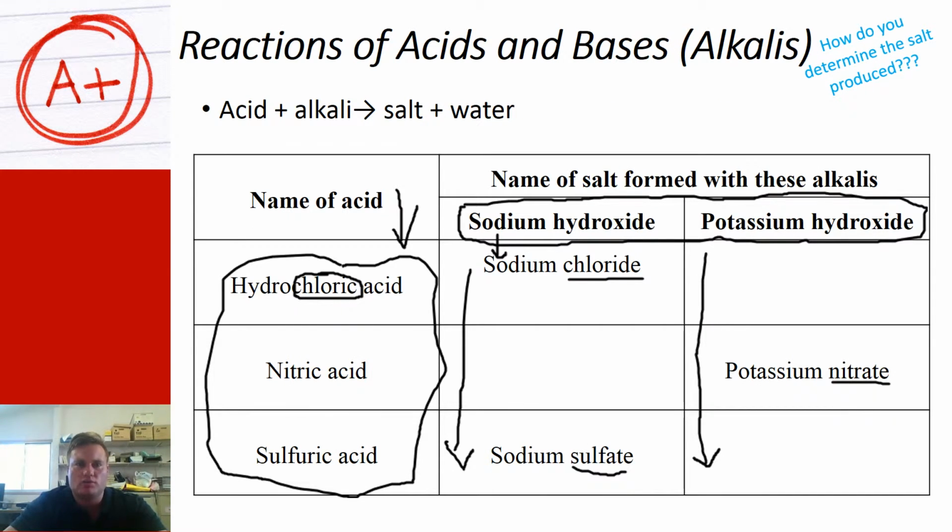When we have a look at our next one, acid plus an alkali makes salt and water. So this is our neutralization reaction. Sometimes it might be an acid plus an alkali or acid plus a base, depending on the wording. For this one here, we're going to have a look at sodium hydroxide and potassium hydroxide. So our acids are on this side. Name of acid. And these two, sodium hydroxide and potassium hydroxide, are our alkalis.